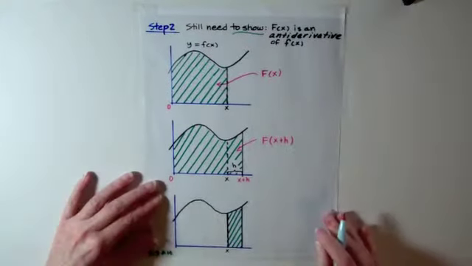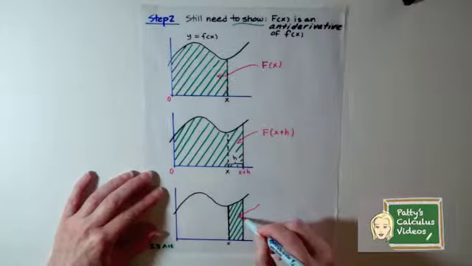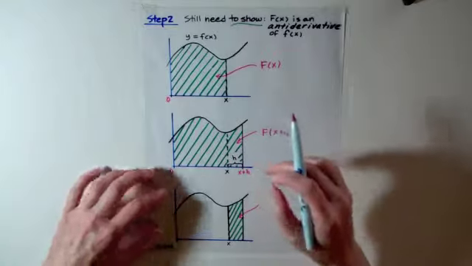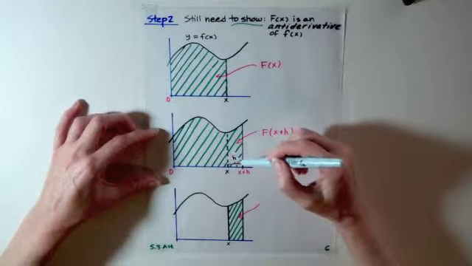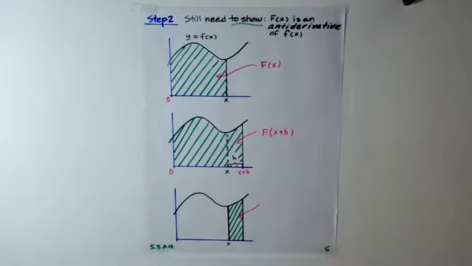Okay, based on those two pictures, doing something similar to what we did on the last page, can you tell me how to write this green area? It's sort of this little piece of area that's in between this area and this area. Can we write that in terms of capital F?